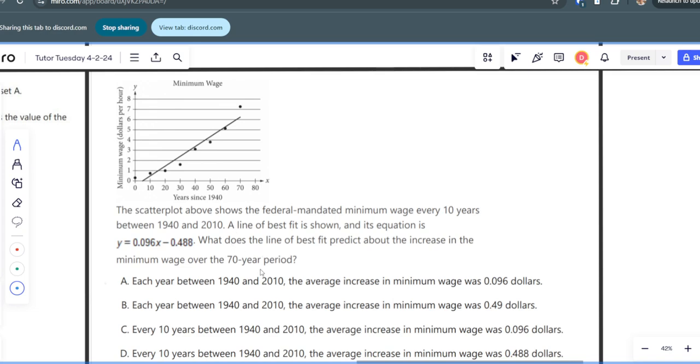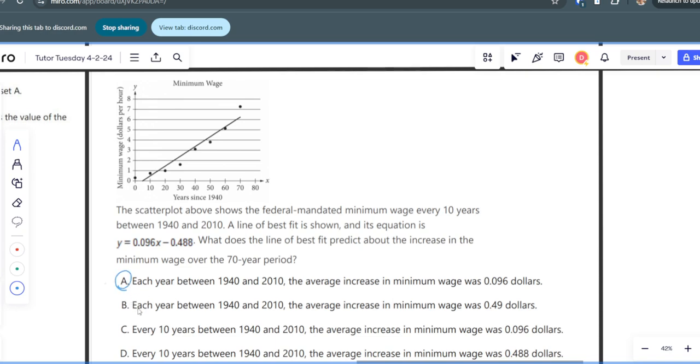So we're going to look at the slope here because I think that's what it's asking about. So each year between 1940 and 2010, the average increase in minimum wage was $0.096. I mean, that sounds right to me, right? Because x is a number of years.